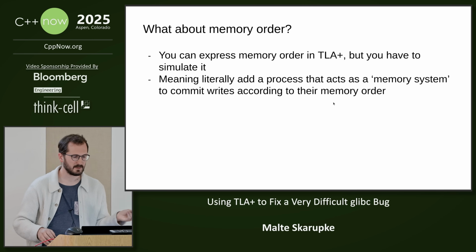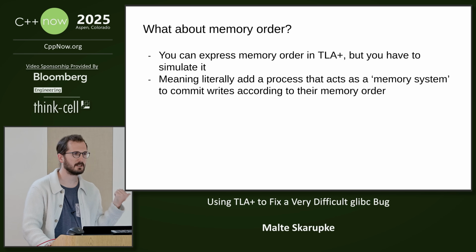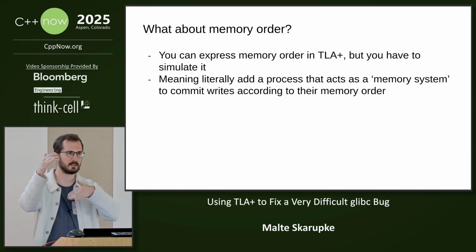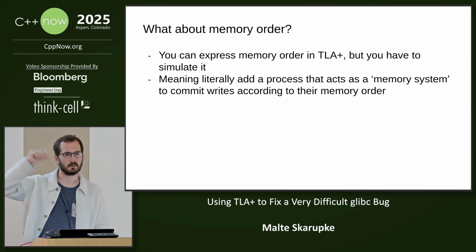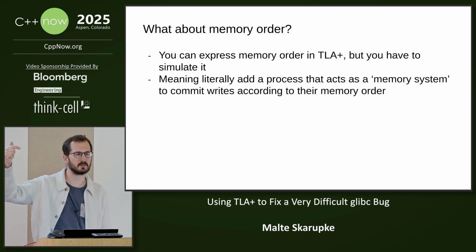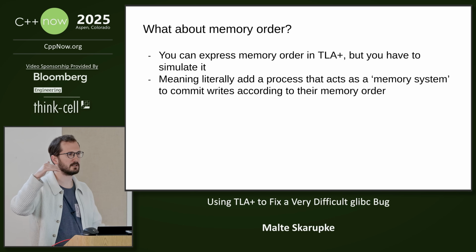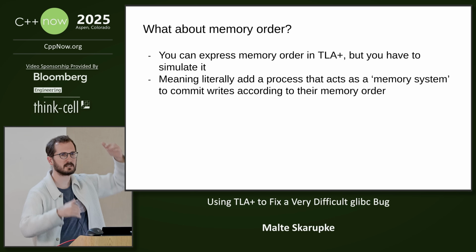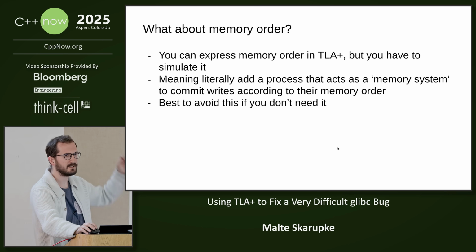I have not actually done this, but I'm pretty sure you can do memory order in TLA Plus, but you have to simulate it. So you literally have to have another process. You can have different kinds of processes interacting, and you would have to put all of your writes into a queue, and then some process is responsible for just popping from that queue. And if you have a release write, like an atomic release, then it has to wait for all the previous things to be popped before it is allowed to be popped. I didn't think I needed it, so I didn't try to simulate this. But you would actually have to simulate memory order.